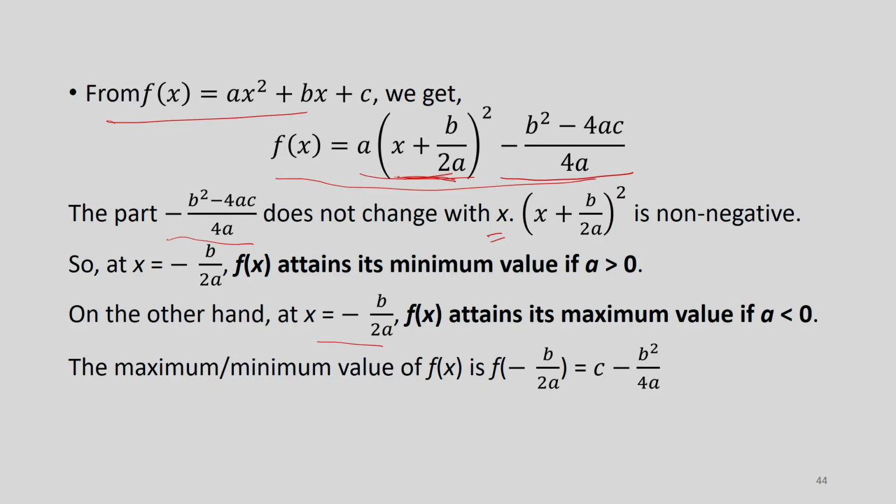Now, the maximum and minimum value of f(x), what are they? We just have to put in x is equal to minus of b by 2 a, and if I do that, I get that particular maximum or minimum value to be c minus b square divided by 4 a.